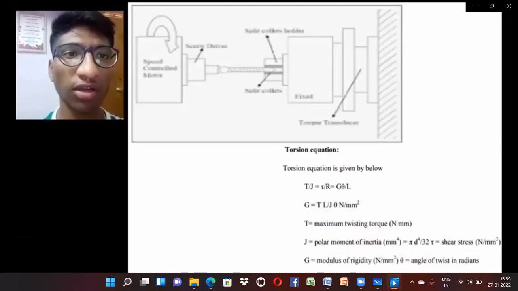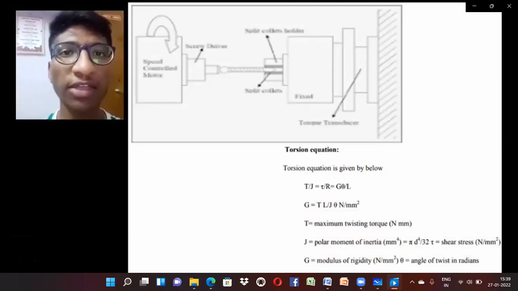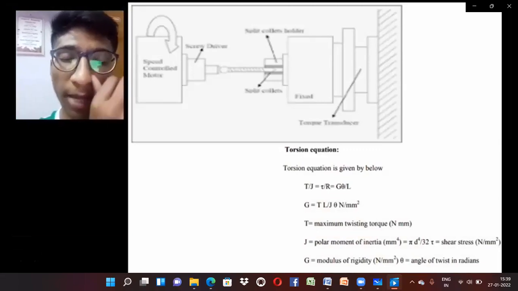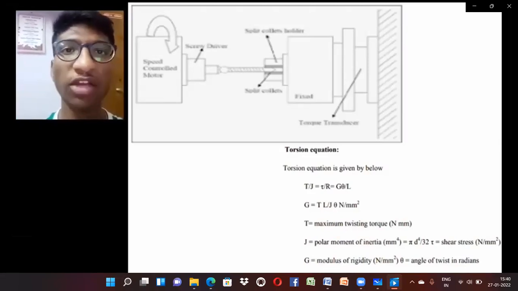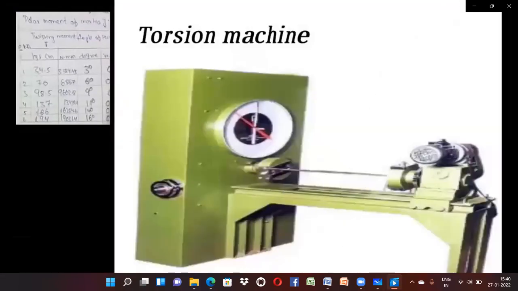So T is the torque and J is the polar moment of inertia. For the three sections we have to take the average diameter, and with that diameter we calculate the polar moment of inertia, that is pi d power 4 by 32. Next, R is the radius. G is the factor we are finding, theta is the angle of twist, and L is the gauge length. I will show you the tabular column for how to take readings.